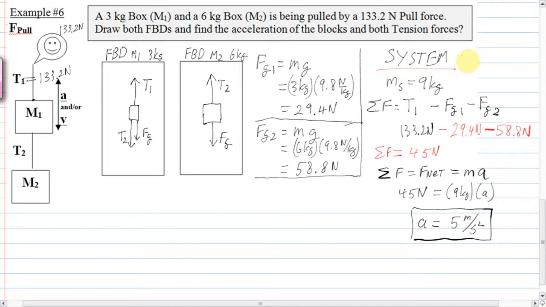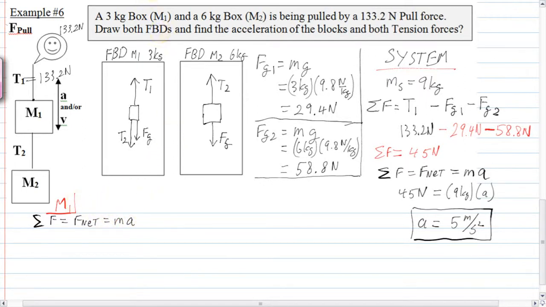Okay. I'm going to work on M1 because it has the most forces on it. We're going to be doing both of them. All we need to do really is one of them to calculate what tension 2 is, but I like doing the second one as a check. So let's work on M1 right now, and write out Newton's second law. The sum of the forces is equal to F net, which is equal to ma.